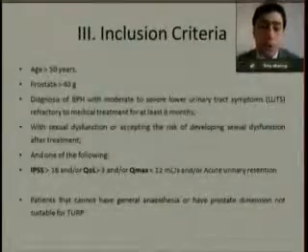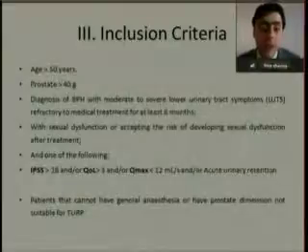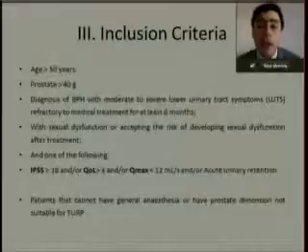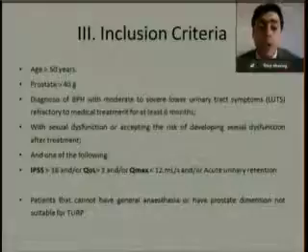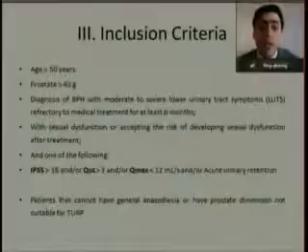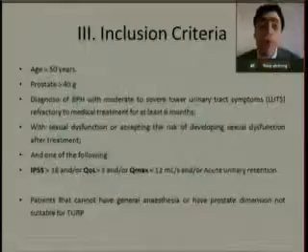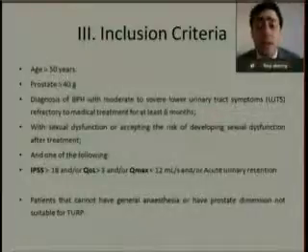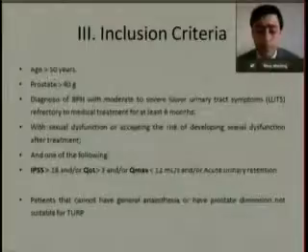So our inclusion criteria are patients over 50 years old, with prostate over 40 grams, with an established diagnosis of BPH with moderate to severe LUTS, that are not responding to medical therapy for at least 6 months, with sexual dysfunction or accepting that risk, and one of the following: an IPSS superior to 18, or a quality of life superior to 3, and a peak urinary flow inferior to 12 mL per second, or an acute urinary retention. There is also another group, patients with a very big prostate and contraindication for anesthesia. Next slide.